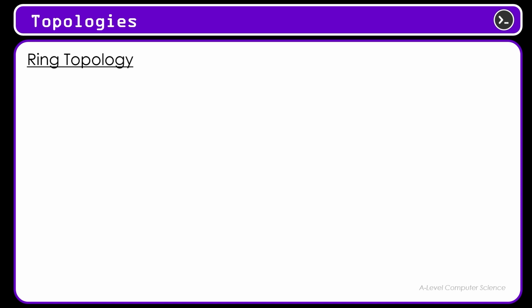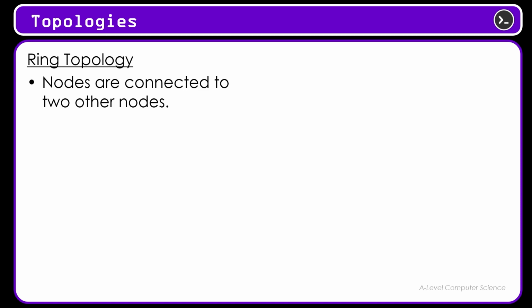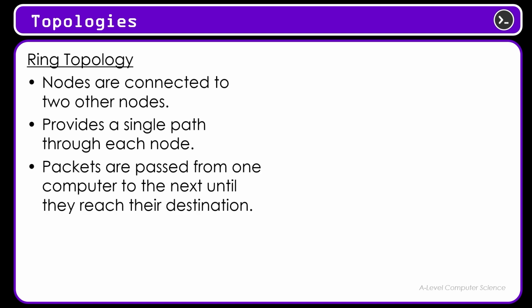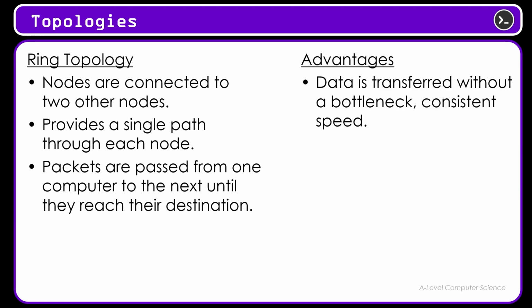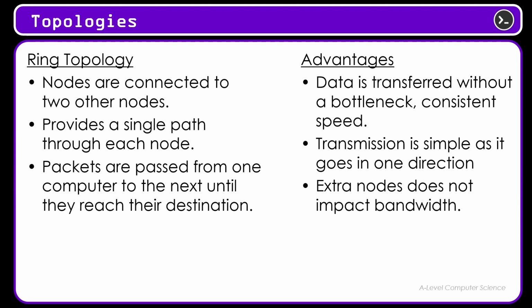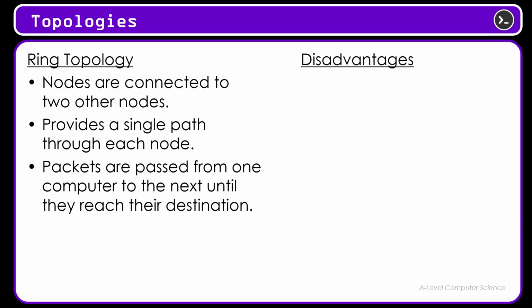In a ring topology, nodes are connected to two other nodes, and this provides a single path through each node. It travels in one direction, and packets are passed from one computer to the next until they reach their destination. The advantages are that data is transferred without a bottleneck. There is a consistent speed. It's simple because it goes in one direction, adding extra nodes will not affect the bandwidth, and there are less likely to be collisions as data is traveling in one direction.